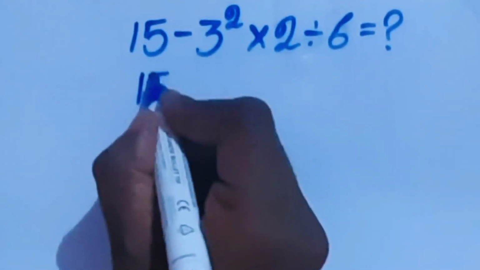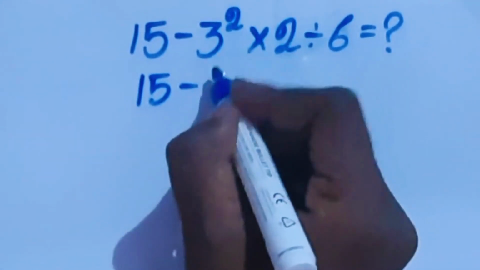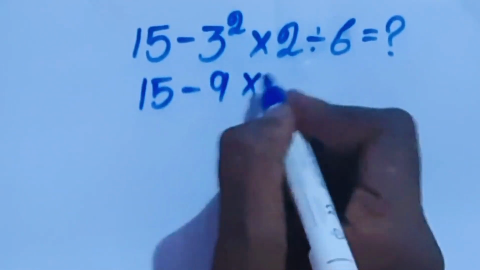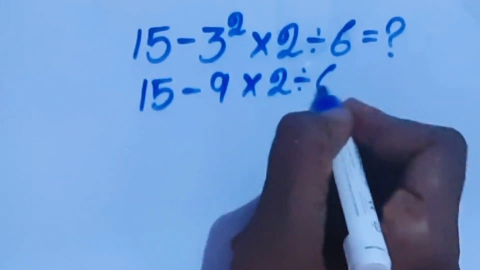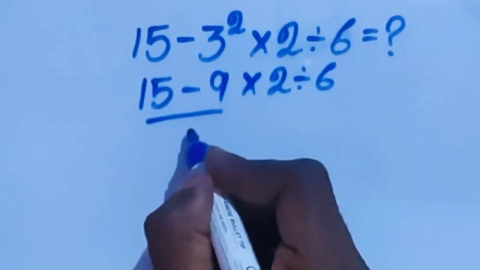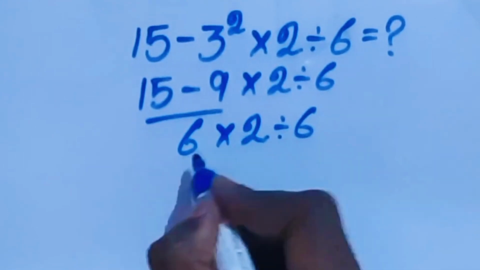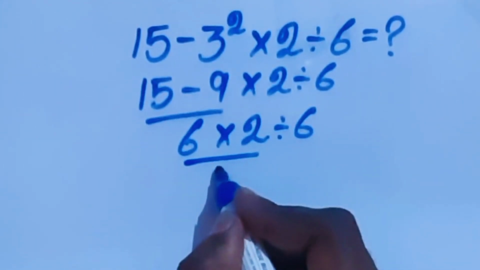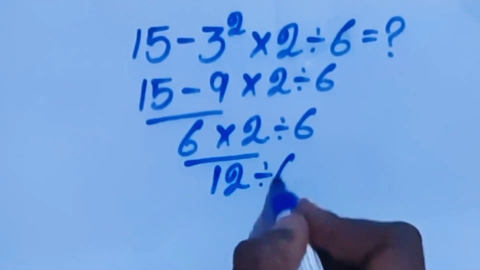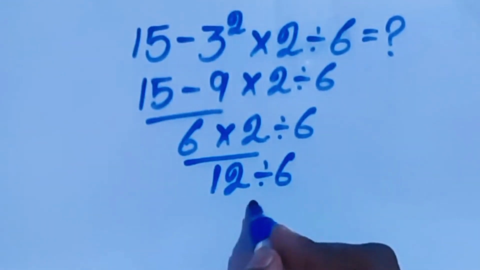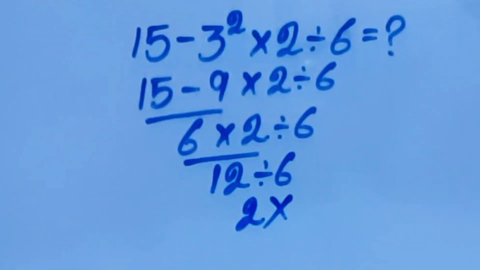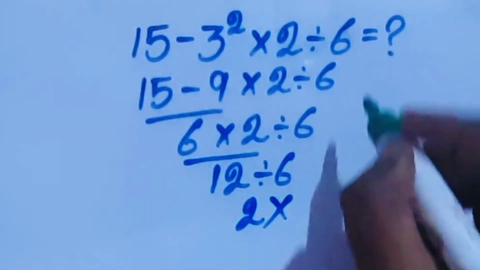Hi guys, here 15 minus 3 power 2 is 9, times 2 divided by 6. Here 15 minus 9 is 6, times 2 divided by 6. Here 6 times 2 is 12, divided by 6. Here 12 divided by 6 is 2, which is the wrong answer. As per the order of operations, this 2 is the wrong answer.